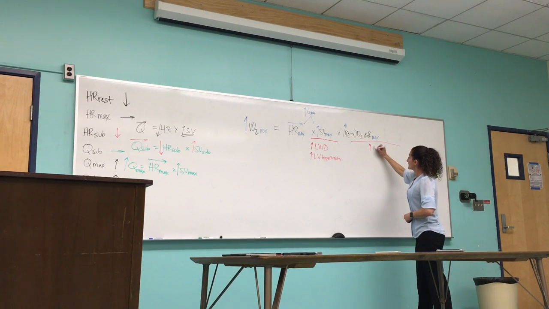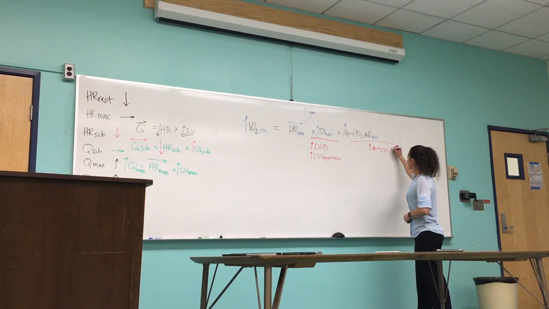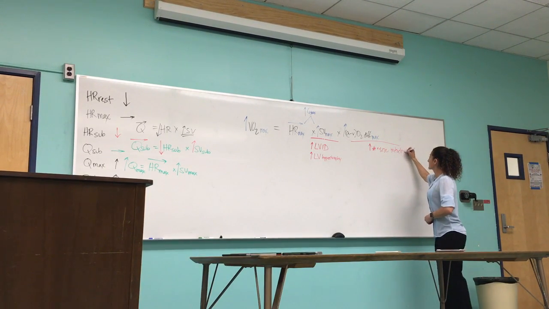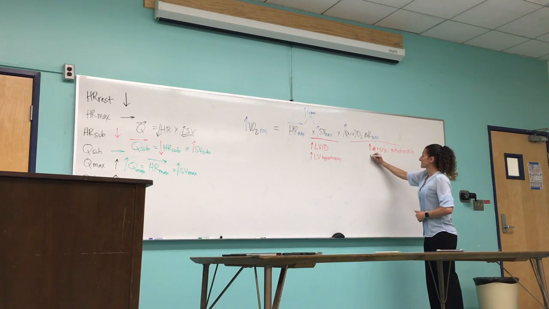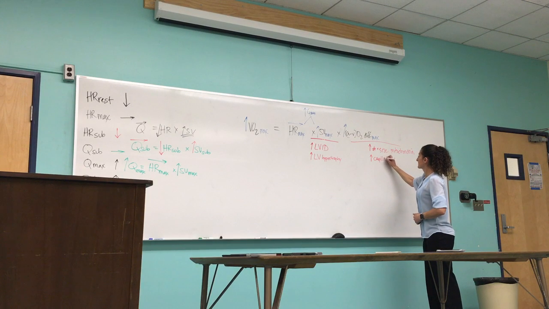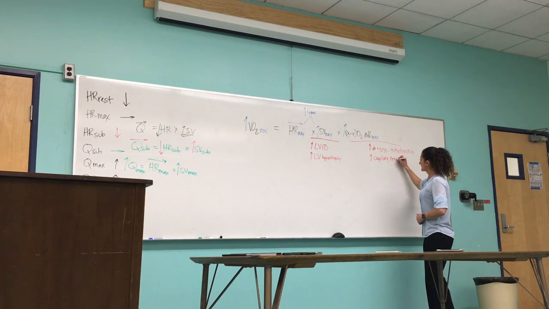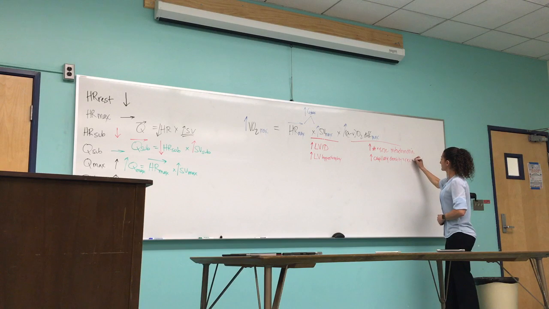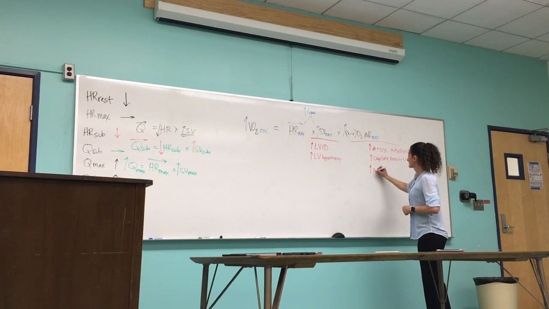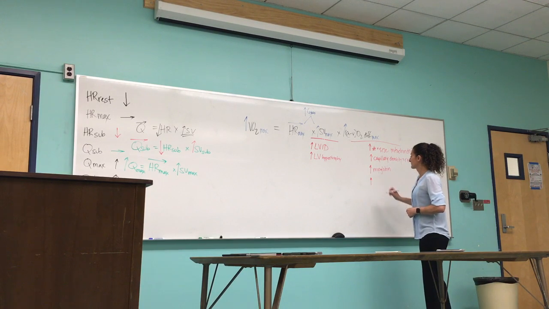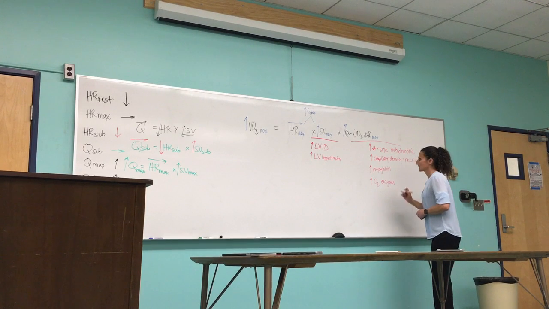Okay, what did we say were the causes of the increase in AVO2 difference max? Mitochondria number and size. What else? Capillaries. Capillary density and recruitment. What else? Myoglobin. And oxidative enzymes. Okay, so those are the main ones.